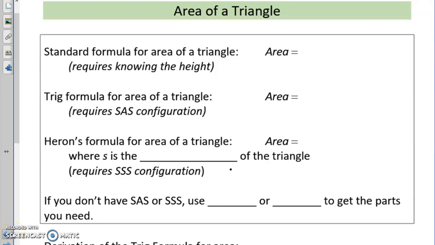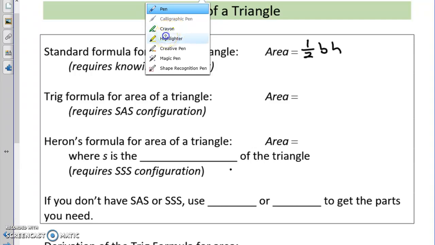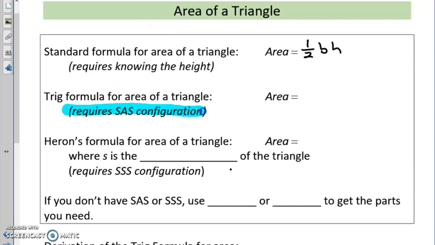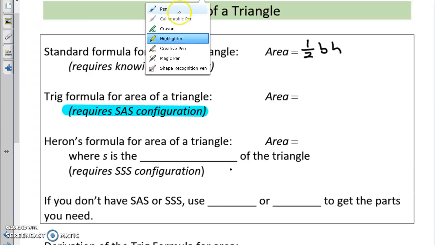Okay, today we're going to be looking at the area formulas for a triangle. And we know the standard area formula for the area of a triangle from geometry is 1/2 times base times height. Then we have a trig area formula. This one requires that we have an SAS configuration. So what that means is we have two sides of the triangle and we have the included angle.